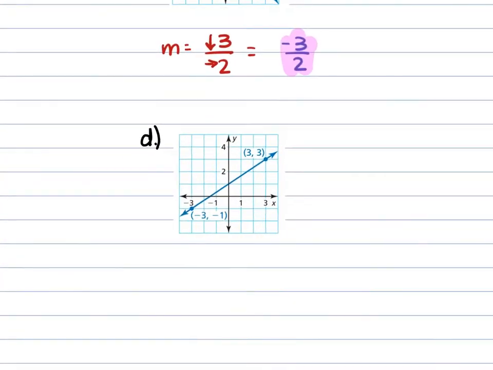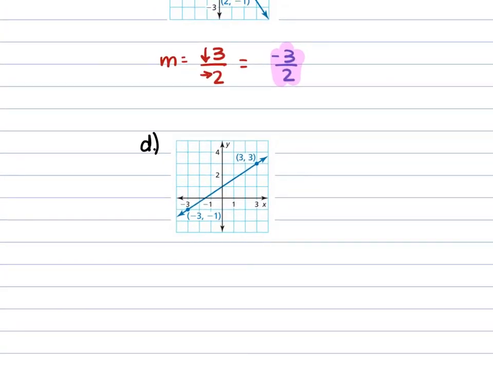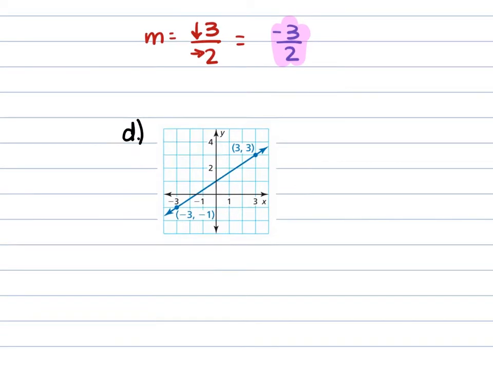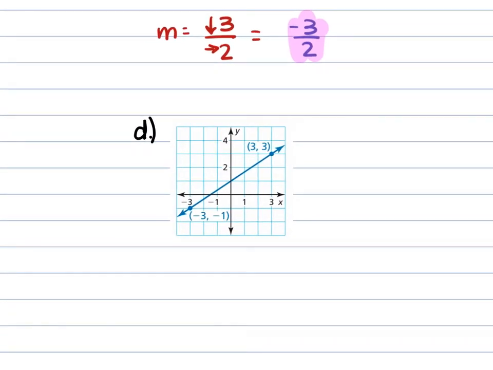For D, I look at this line from left to right. My line's going up. So I'm going to first go up. I go up 4 places, and then I go to the right 6. So my slope is going to be a positive 4 over 6, which simplifies to just be 2/3.